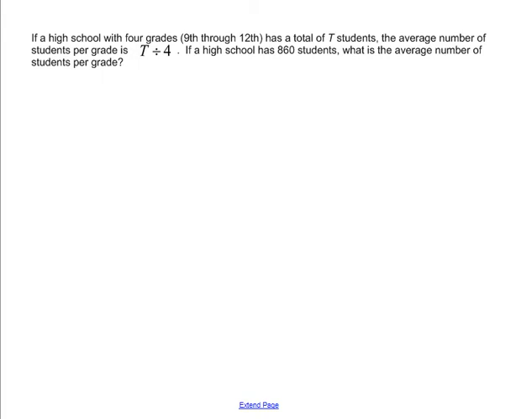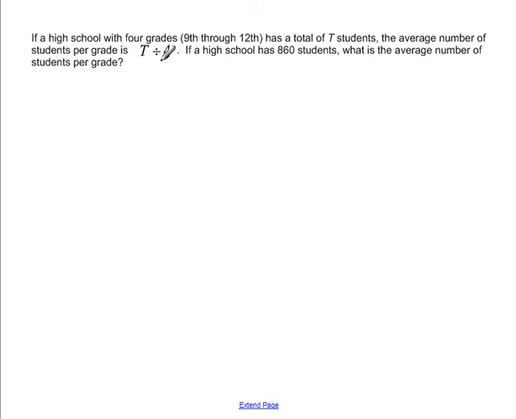If a high school with 4 grades, 9th through 12th, has a total of T students, the average number of students per grade is T divided by 4. If a high school has 860 students, what is the average number of students per grade? So let's see how we can work this out.